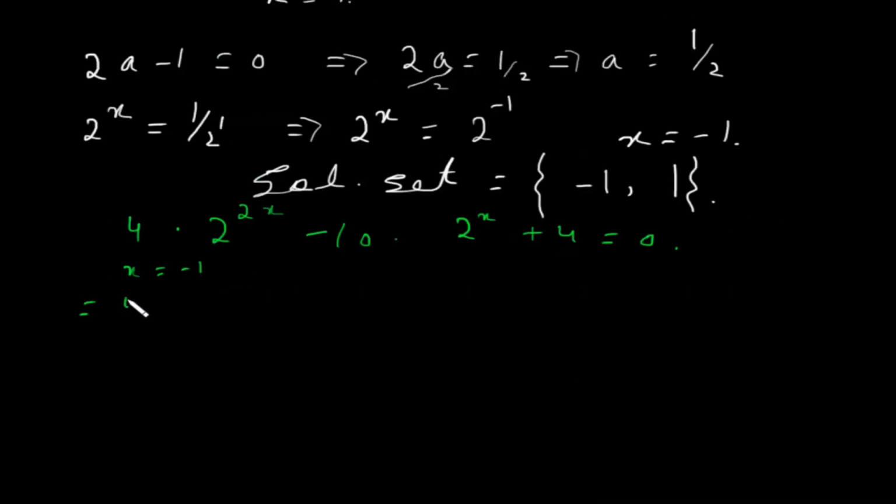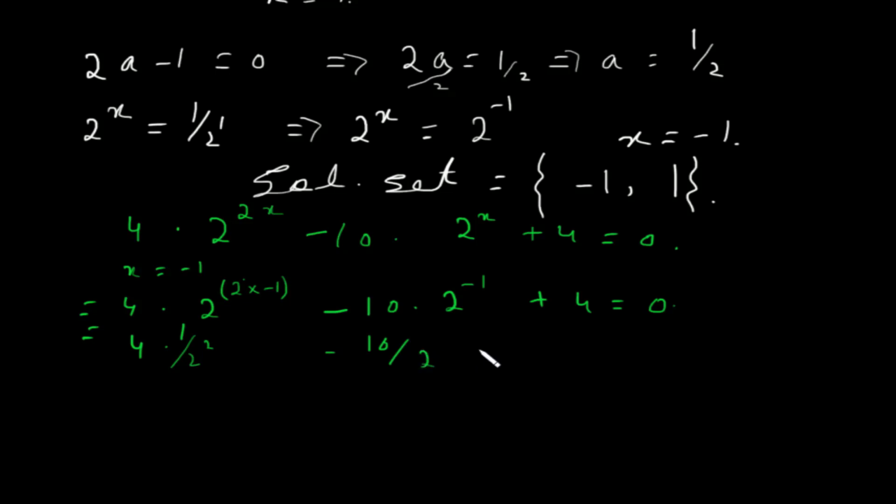So this equation will be 4 into 2 raised to 2 into minus 1, minus 10 into 2 raised to power minus 1, plus 4 is equal to 0. So here we have 4 into 1 by 2 squared, minus 10 into 1 by 2, plus 4 is equal to 0. Here 4 into 1 will get us 4, and 2 squared is equal to 4, minus 10 by 2 gives 5, plus 4 is equal to 0.